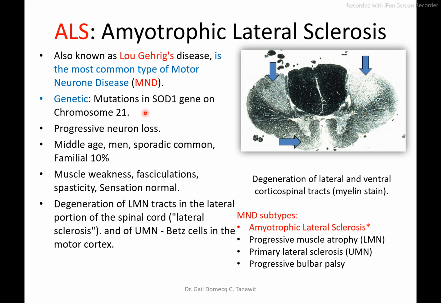So there can be subtypes of Lou Gehrig's disease. There can be progressive muscle atrophy, which is a lower motor neuron disease. If it's upper motor neuron, it would present as primary lateral sclerosis, and there can also be progressive bulbar palsy.